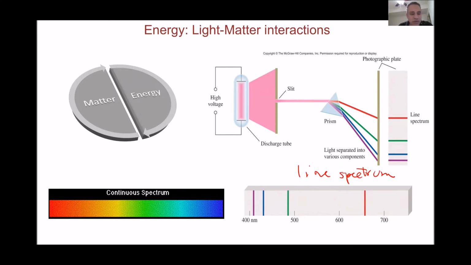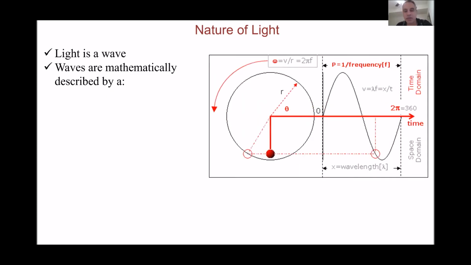That enabled us to start building different models to explain the nature of the atom. And in order to do that, we need to understand the nature of light. So early on in physics, light was known to be a wave. And any wave is a periodical motion, like the motion of this red point right here.